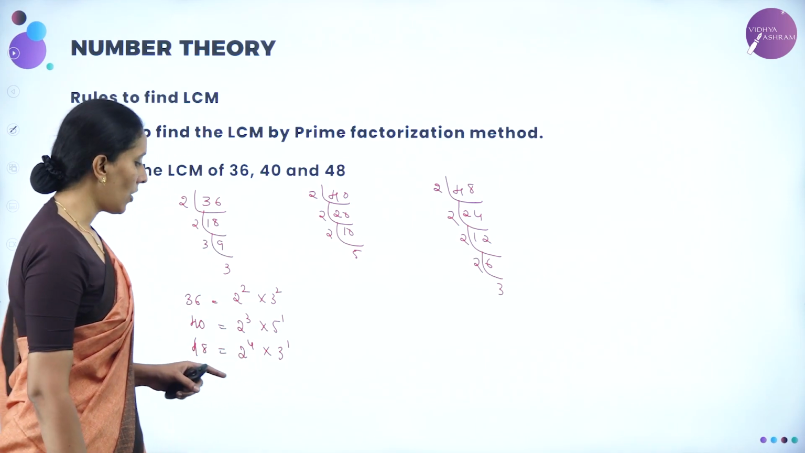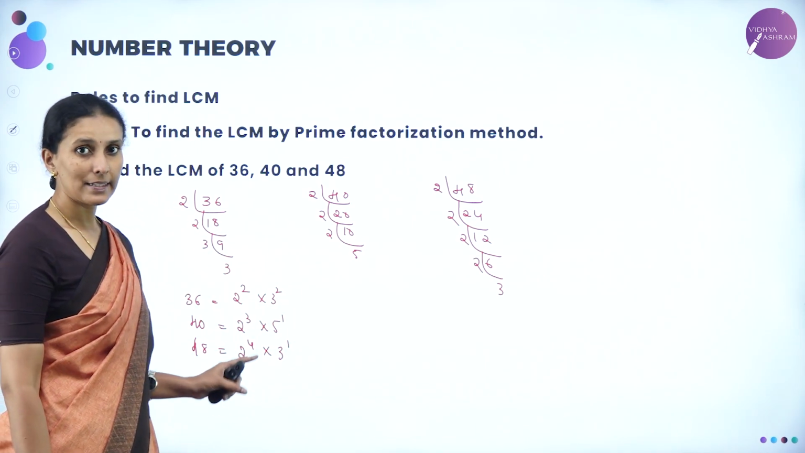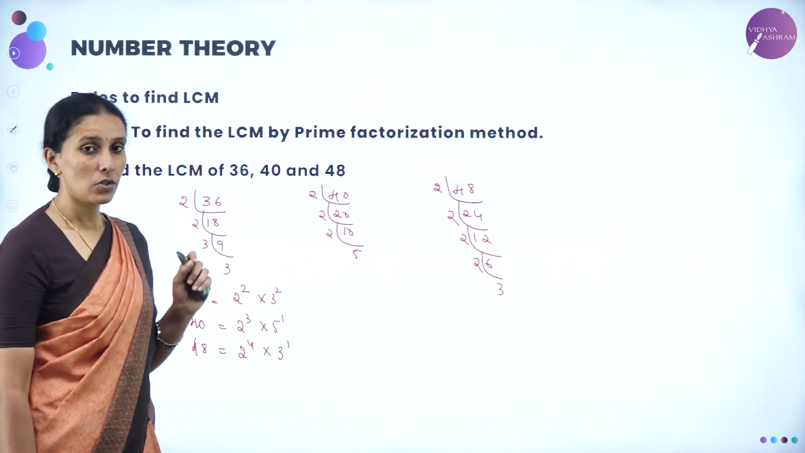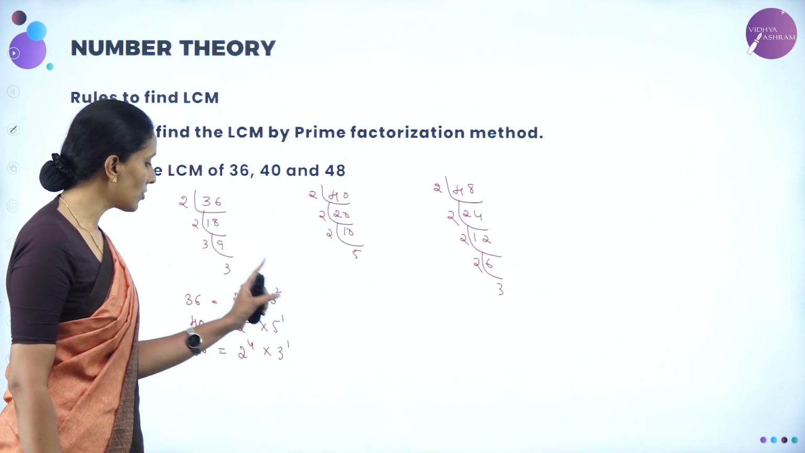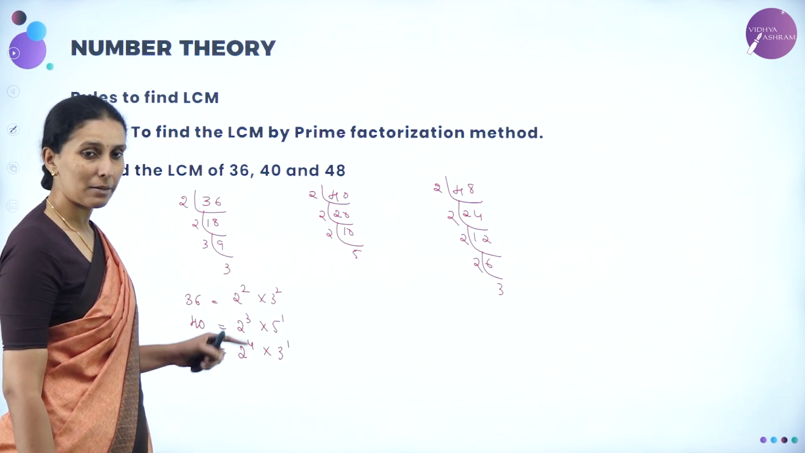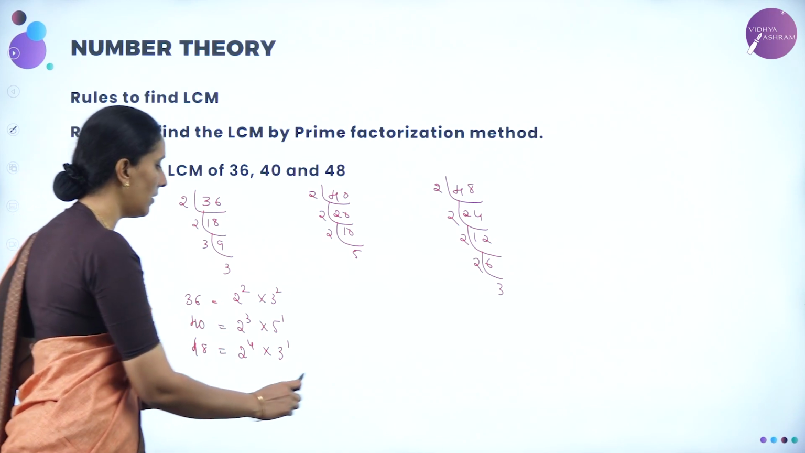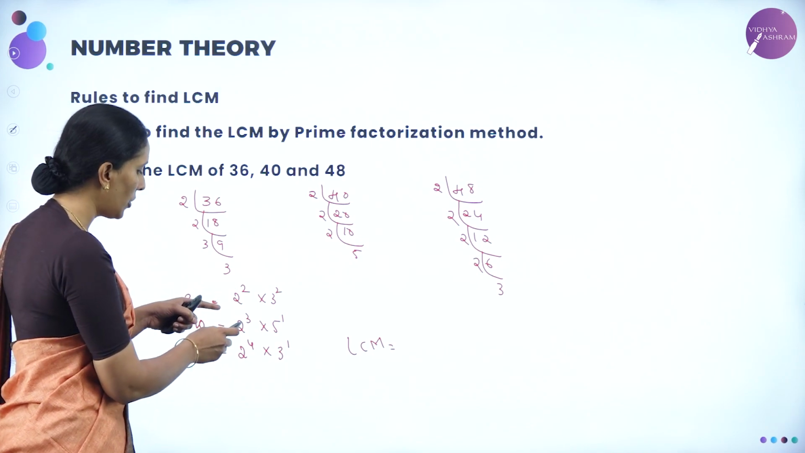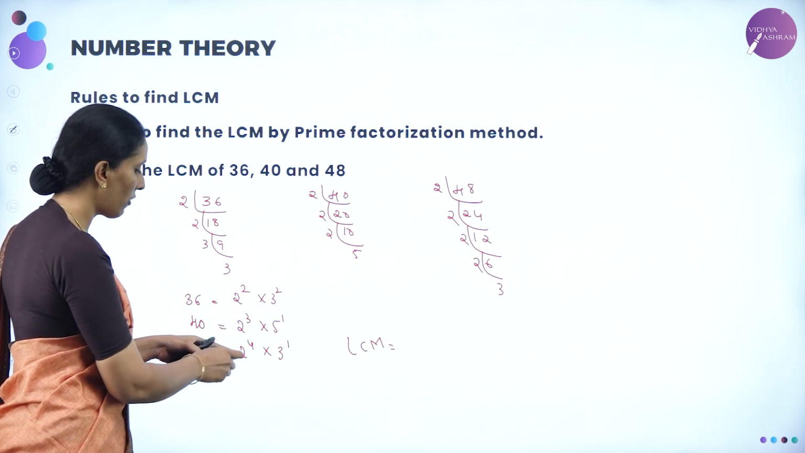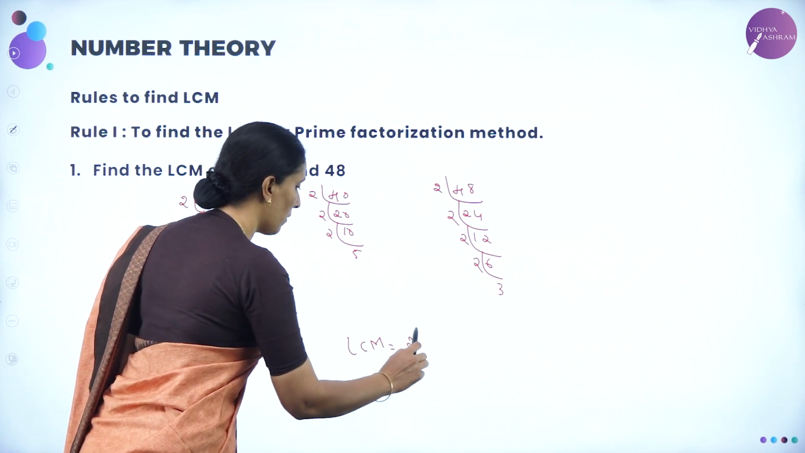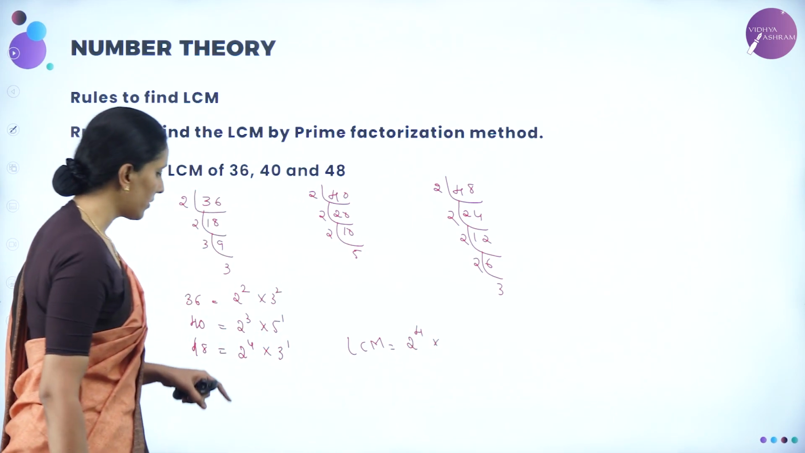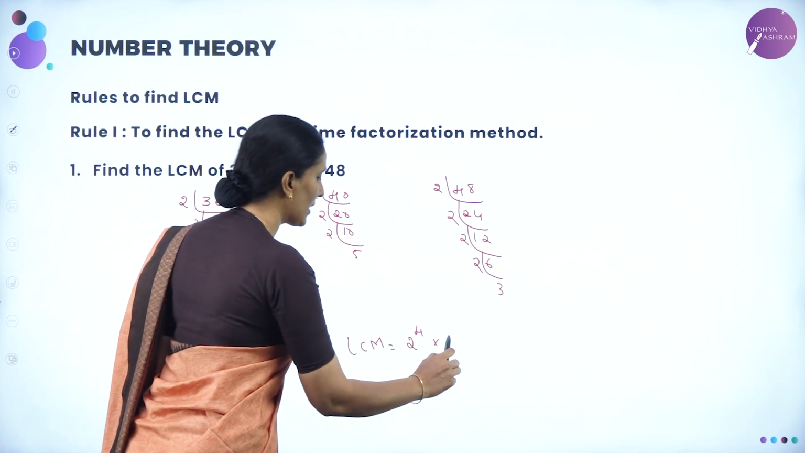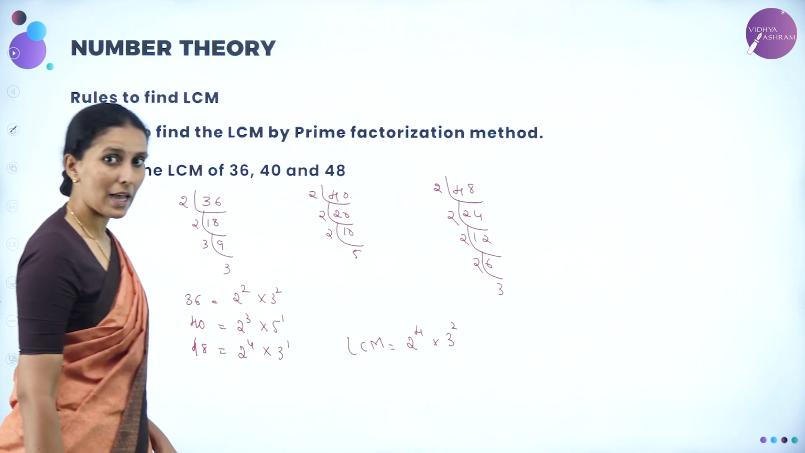You need to take all the factors with the highest powers and multiply them. That will give you the LCM of the given numbers. So, LCM is nothing but the product of the factors with highest powers. Among the factors, 2 square, 2 cube, 2 power 4, 2 power 4 is the highest. So, let us take 2 power 4 into, let's check the factors. Here we have 3 power 1, here we have 3 square. So, obviously we need to take 3 square, which is with the highest power.